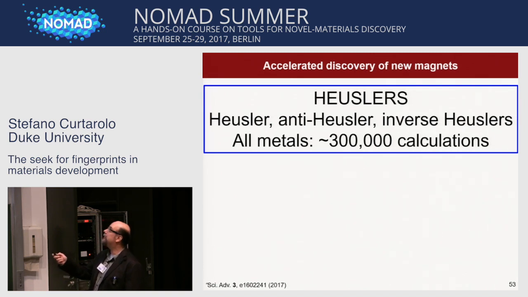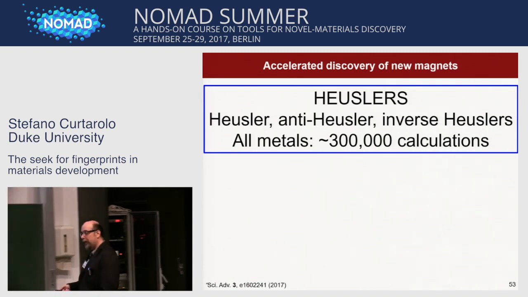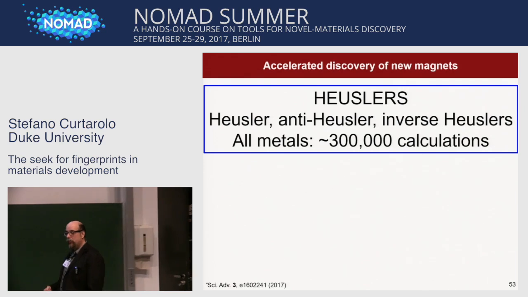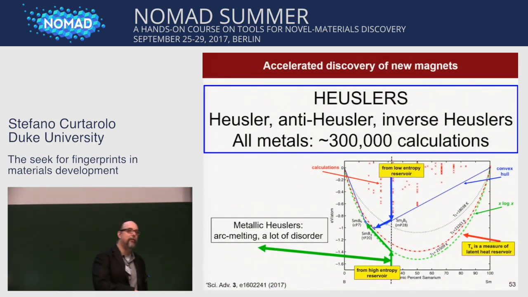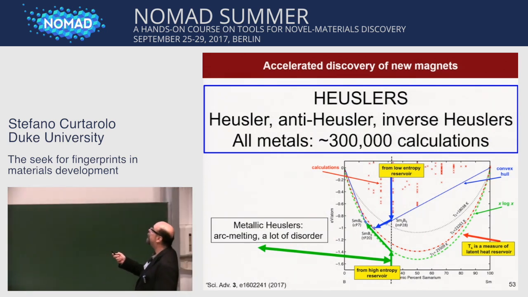Okay, so Heuslers, anti-Heuslers, inverse Heuslers, and so on. And magnets is a metal. Heuslers are usually made with arc melting, so they are made from an environment of high temperature, which is a lot of disorder. So the proper descriptor for the formability of the Heusler compound, and here you need to trust me, was developed before by me and was published in Nature Materials a few years ago.